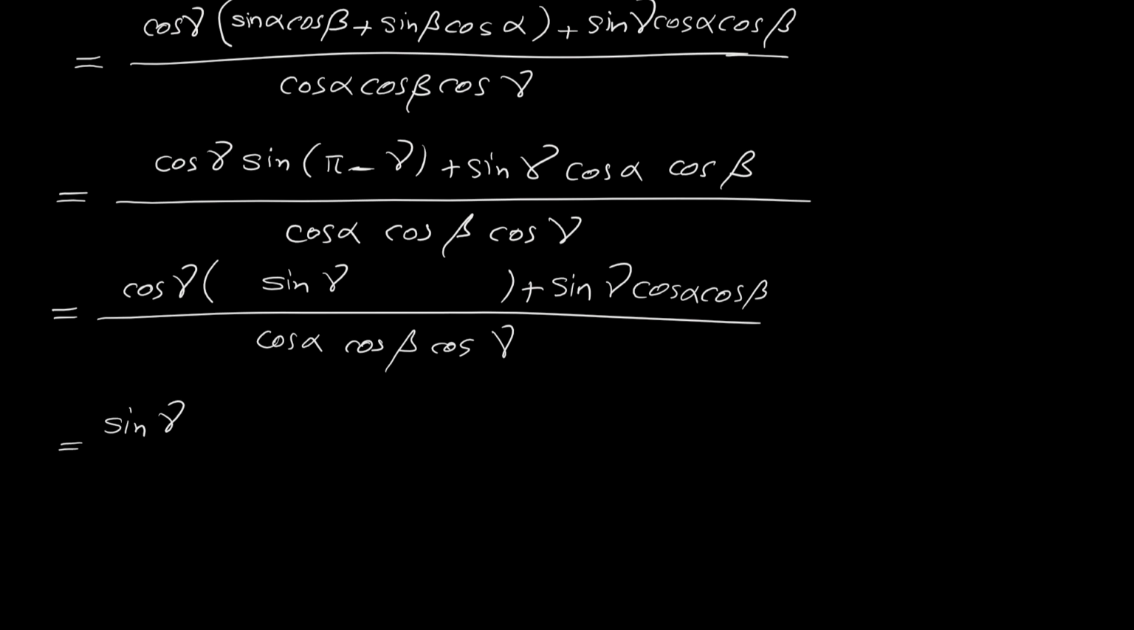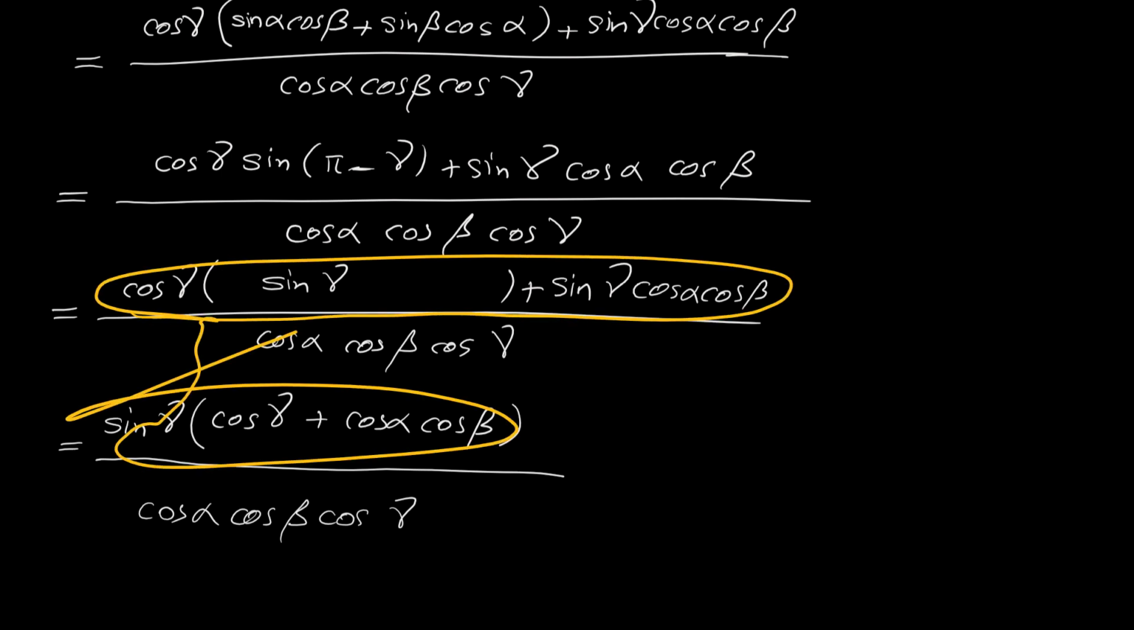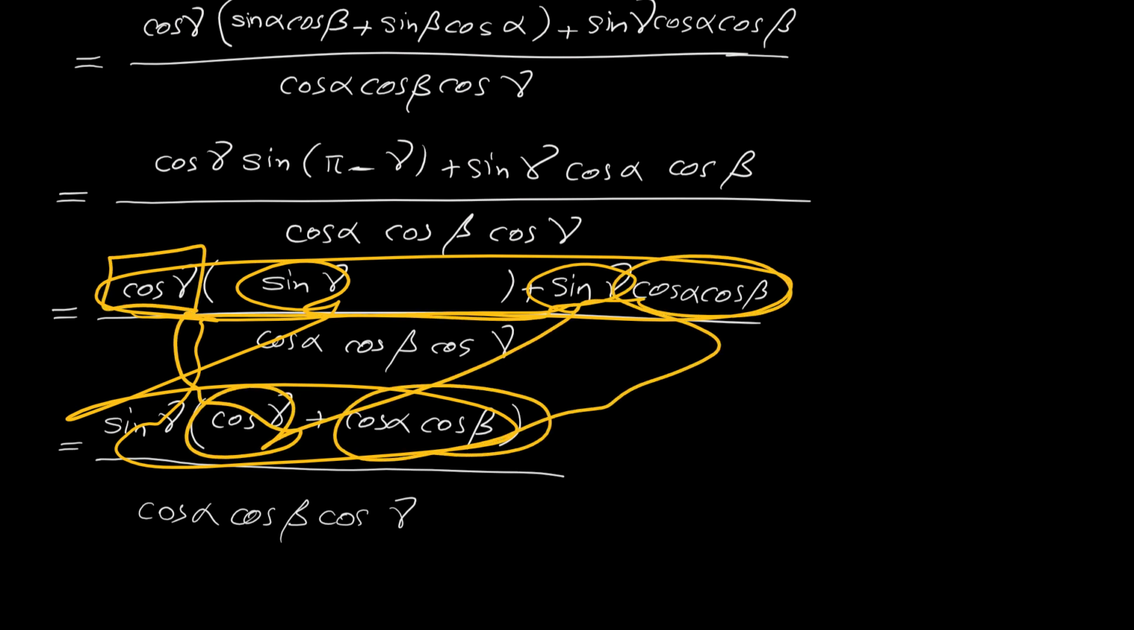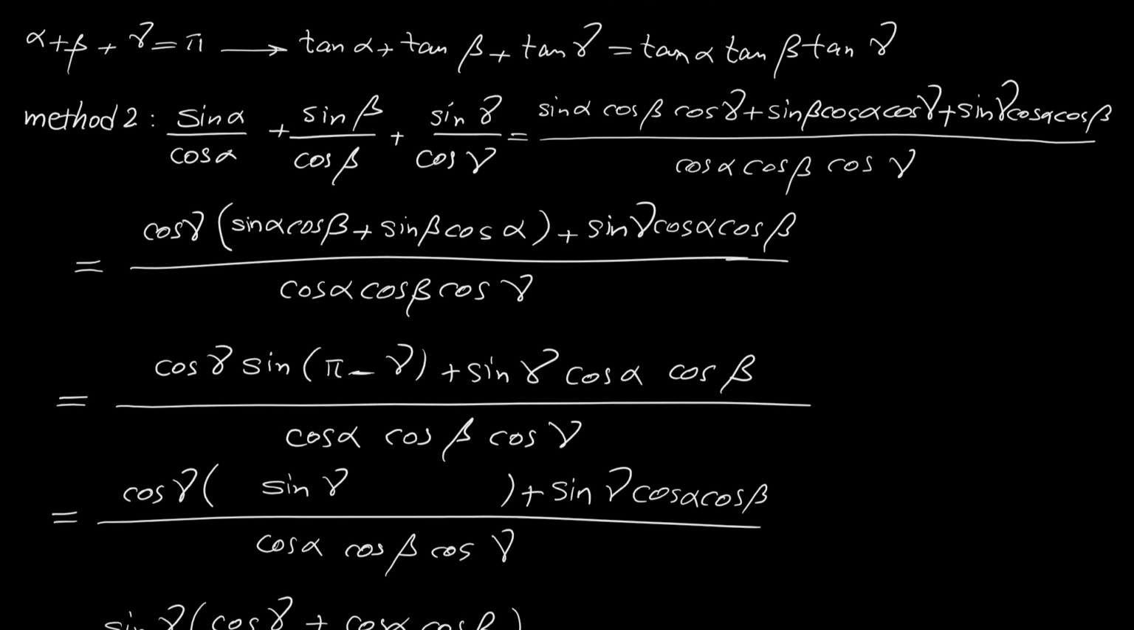Sine gamma times by cosine gamma plus cosine alpha cosine beta, all over cosine alpha cosine beta cosine gamma. From this to this, we factored sine of gamma. From the first term we have cosine gamma, from the second term we have cosine alpha cosine beta. Now at this step, again we use the condition that alpha plus beta plus gamma is pi.